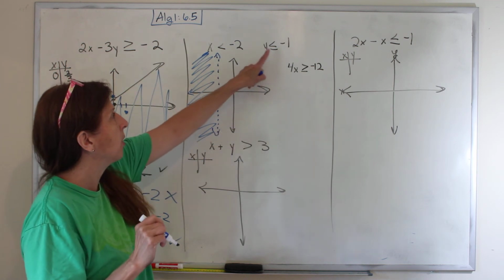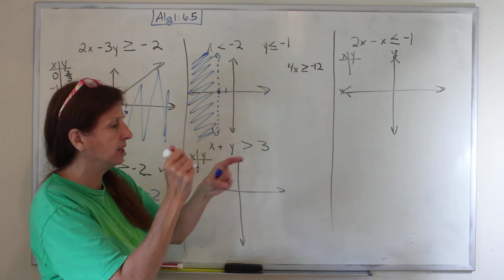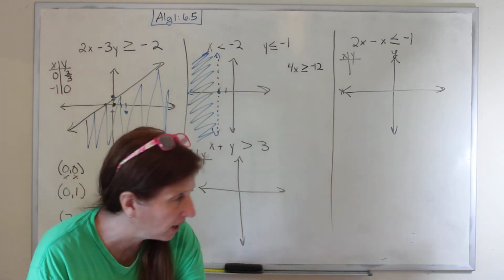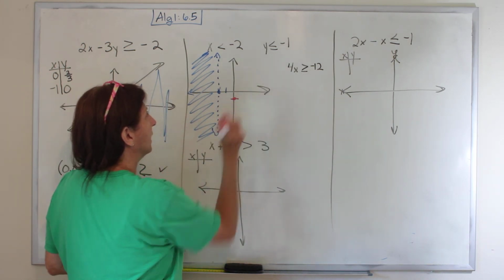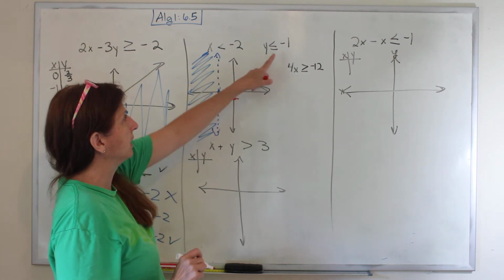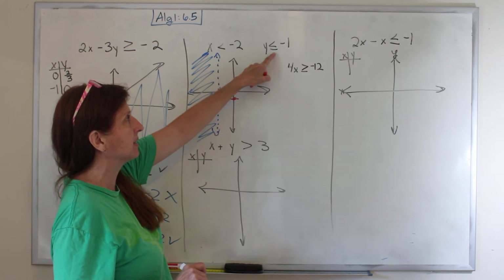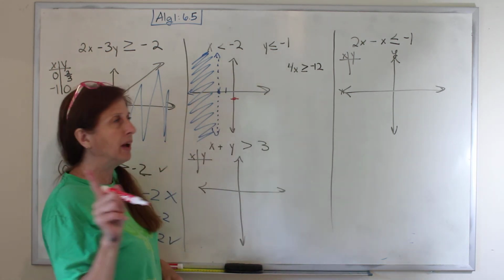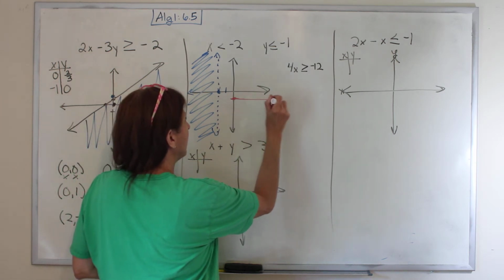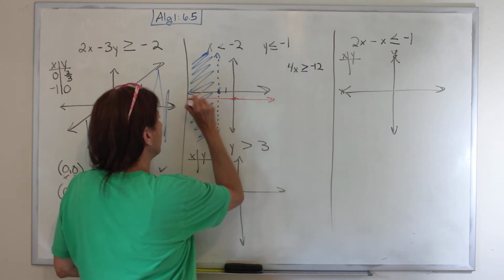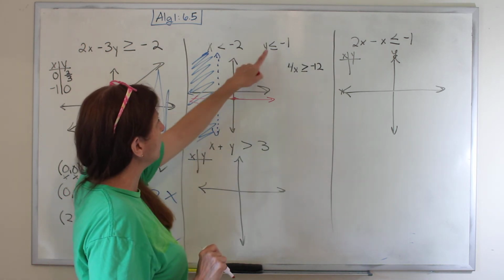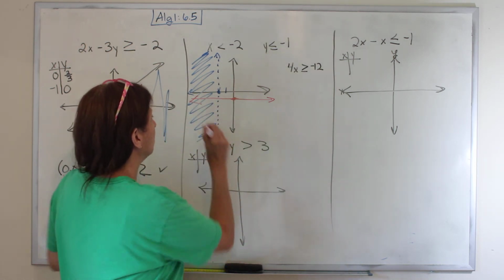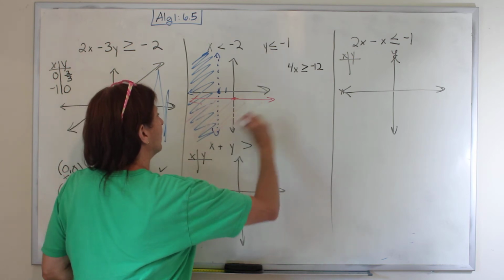Now let's do this one. Y is less than or equal to negative 1. So we go to y equals negative 1 and we put a dot. Then we're going to do a solid line because of that, and we say no matter what, x can go up or x can go down, but y is negative 1. And y is less than negative 1, so we're going to color the less than side.